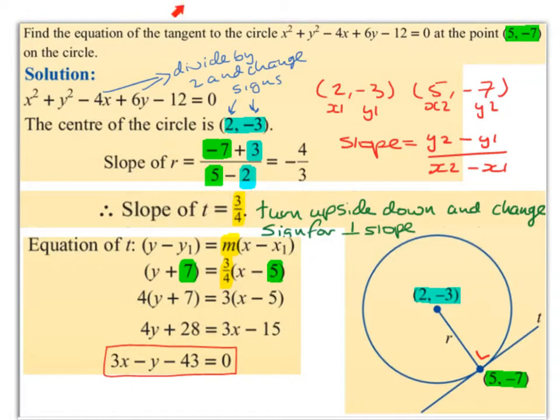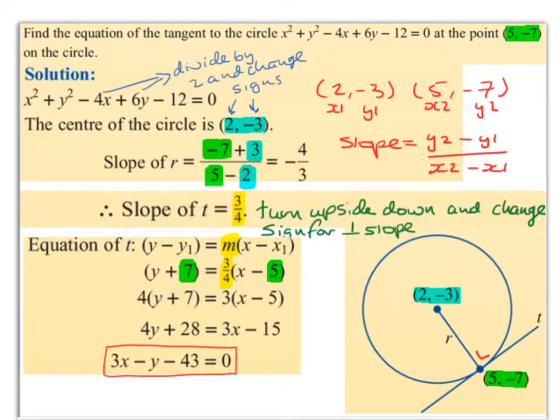Find the equation of the tangent to the circle x squared plus y squared minus 4x plus 6y minus 12 equals 0 at the point 5, minus 7 on the circle. So our equation is x squared plus y squared minus 4x plus 6y minus 12 equals 0. If we want to get the centre, we take the coefficient of x, which is minus 4. We divide it by 2 and change the sign to get 2. We take the coefficient of y, which is 6. We divide it by 2 and change the sign to get minus 3. So the centre is 2, minus 3.